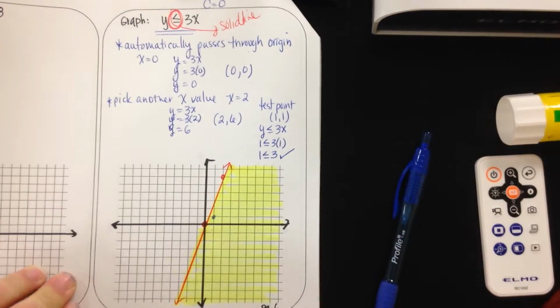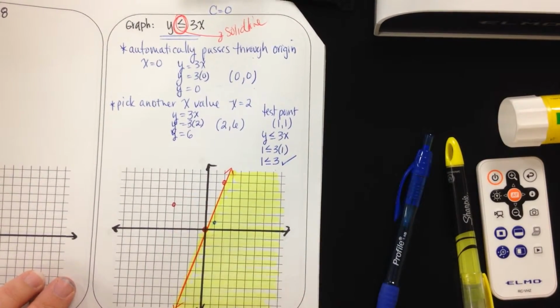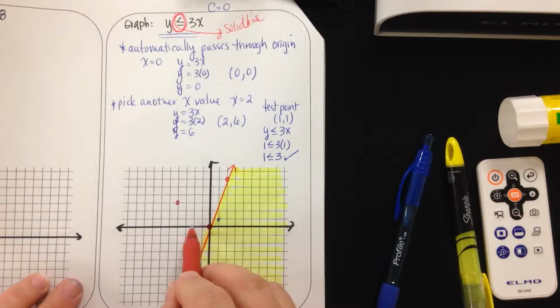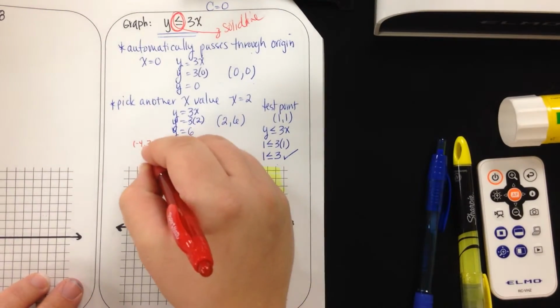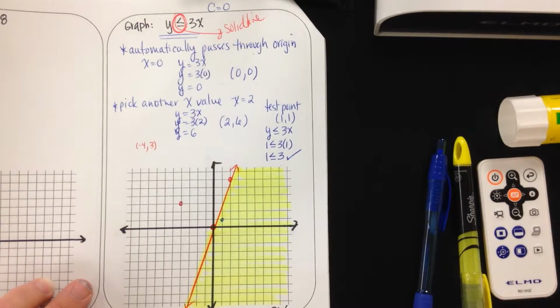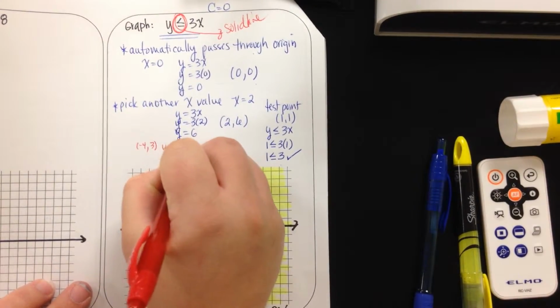Well, no. So let's just do one as an example. Let's say that we wanted to test this point here, which is what? 1, 2, 3, negative 4, comma 3. Let's say that you had chosen that point to pick. You're still going to plug it into your inequality, okay?